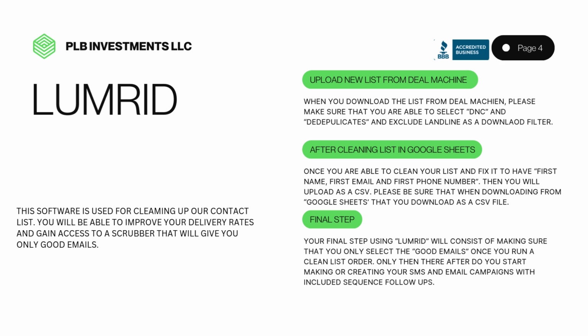And your final step. When using Lumrid, this will consist of making sure that you only select the good emails once you run a clean list order. Only after that do you start creating SMS and email campaigns that include sequence follow-ups. This will usually consist of you connecting to an email account called Mail Meteor when you're running your email campaigns.